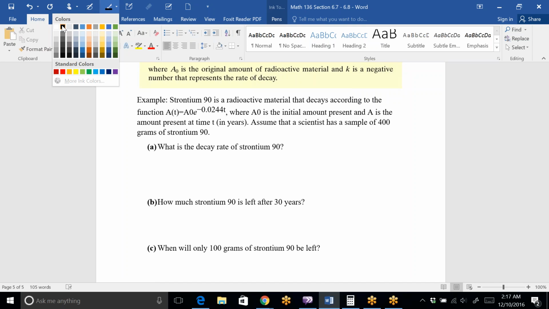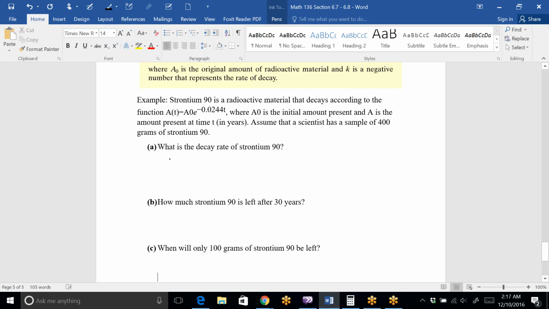You can get that just from looking at the equation. It is decaying at 2.44%. That is moving this decimal 2 places to the right. So this is decay of 2.44%. How much would be left after 30 years?